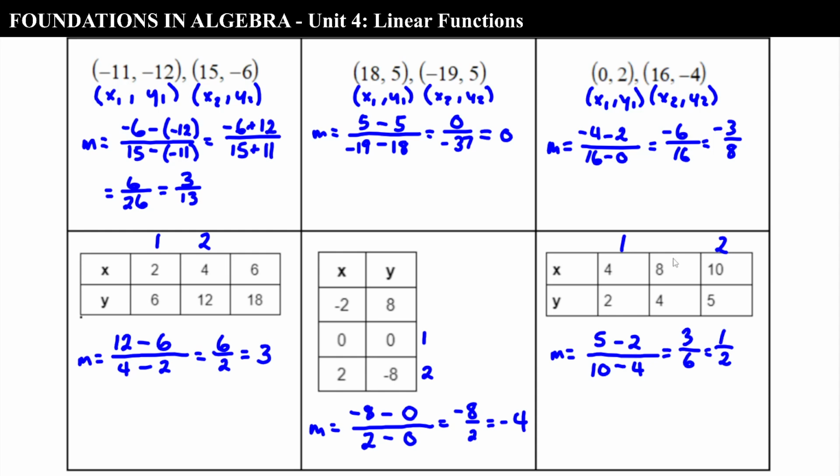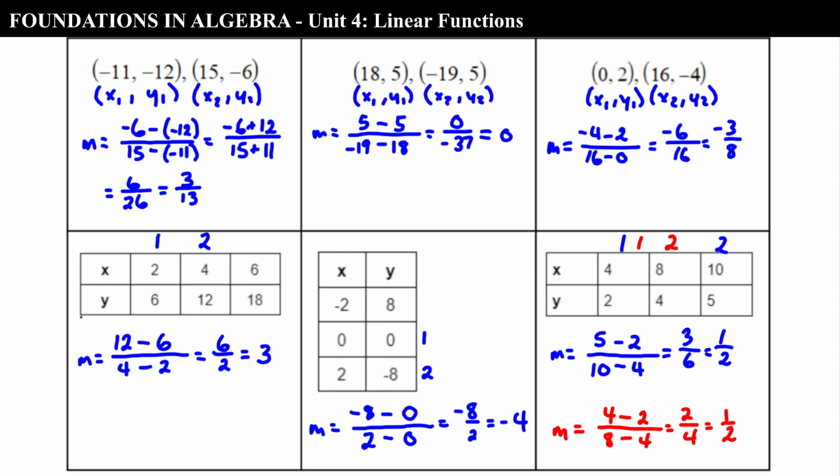Just to show you that it doesn't matter which one you pick, let's go and make this one 1 and this one 2. So our slope ends up being, see, our 1's stay the same, so we can put 2 and 4 here. Our y2 is 4, and our x2 is 8. So 4 minus 2 is 2. 8 minus 4 is 4, and again, we get 1/2. Just to show you that you can pick any set of ordered pairs you want, that is, if they do tell you that this table represents a linear function.